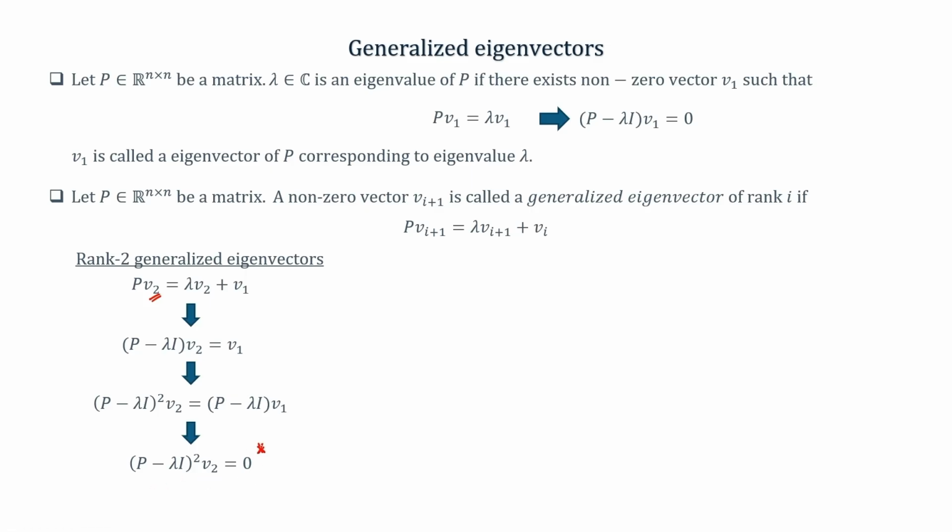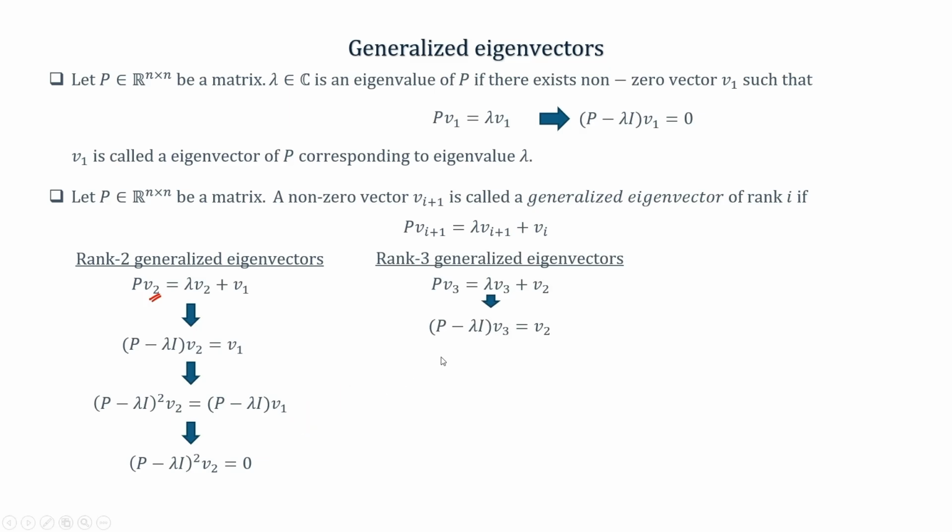Here is something to think about. Does V2 satisfy the equation (P minus lambda I) V2 equal to 0? Suppose V2 satisfied this equation, then P V2 must be equal to lambda V2, and then V2 would become an eigenvector. But we know that V2 is not an eigenvector. So, this equation should not be satisfied by V2.